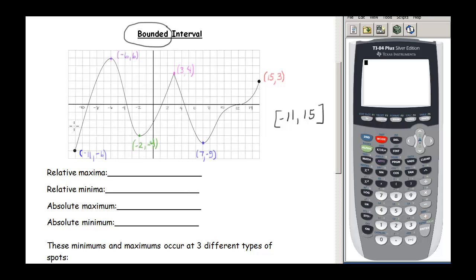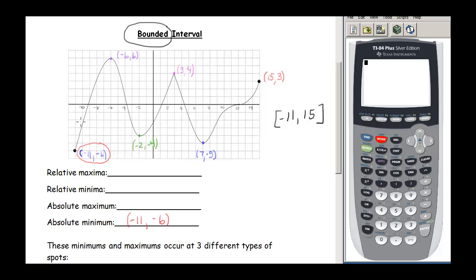So let's just go through our function from left to right and figure out what we've got going on here. Let's start with this first point that I have labeled here, -11, -6. This looks like a low of our function because it's a low spot. And if I compare it to the rest of my y values on my function, this is the lowest y value that my function achieves on this interval. So this is our absolute minimum. Our absolute minimum is going to be -11, -6.